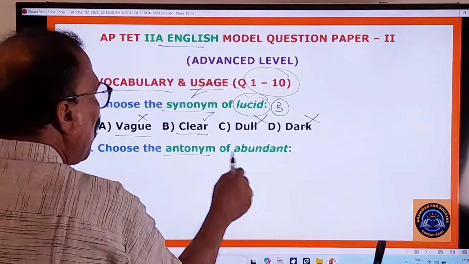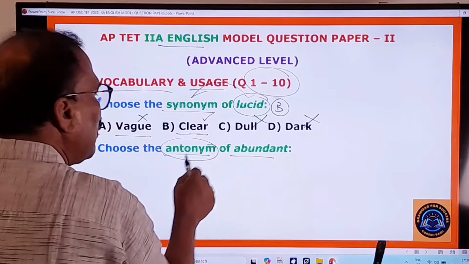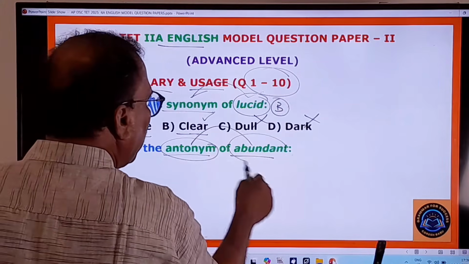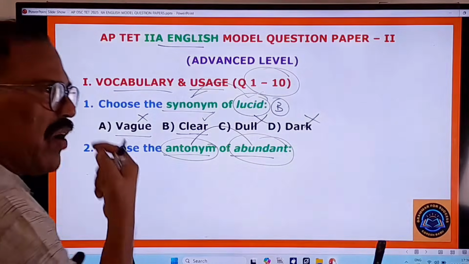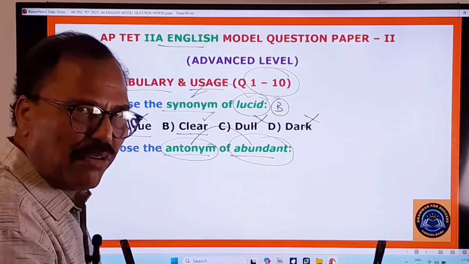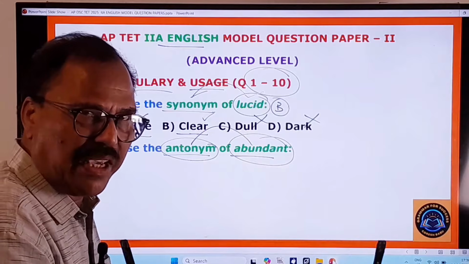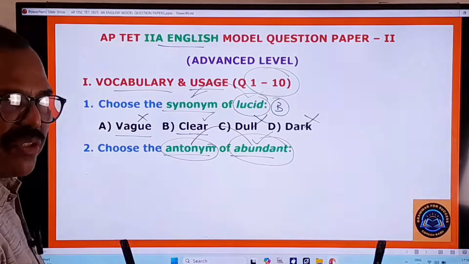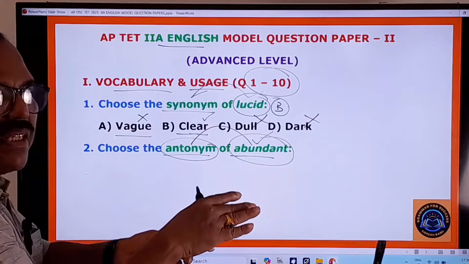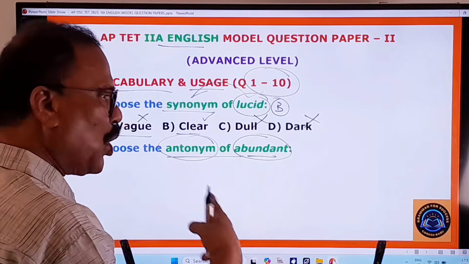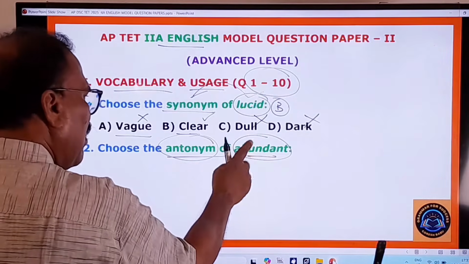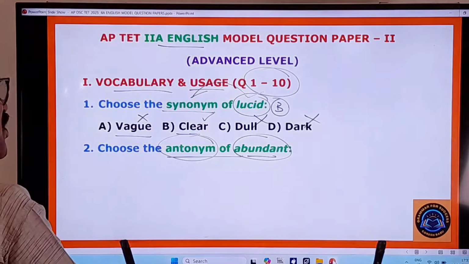Choose the antonym of abundant. Antonym means the opposite word. So what is the opposite word of this abundant? Abundant actually means plentiful, bounteous. So abundant means samruddhi aina. That is the Telugu meaning of that word, and the opposite of that is korta aina, takkuvaina, something like that. So when you know the meaning of this word, automatically you can give the opposite of that word.